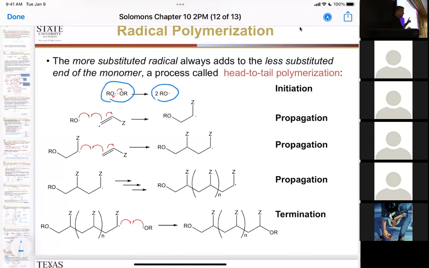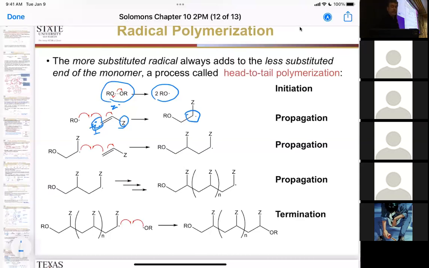Without the Z, because as long as there's something here, that's going to turn this into a secondary radical. This is going to be a primary radical if it attacked the other side. So it's trying to make the most stable radical. So it's always going to attack on the end with the 2 hydrogens. Okay, and that means that we always generate our radical on the place with the Z.